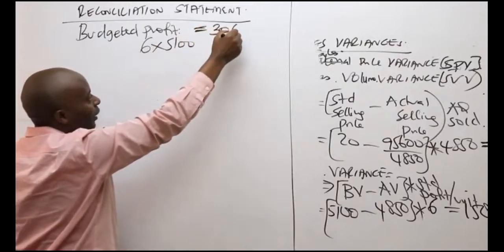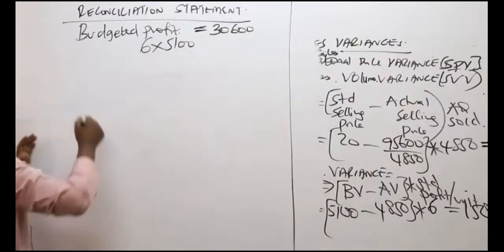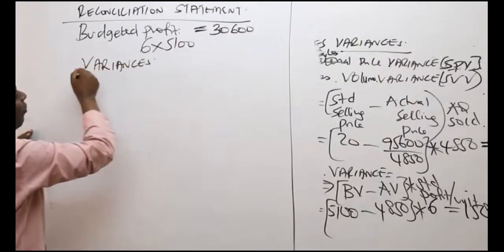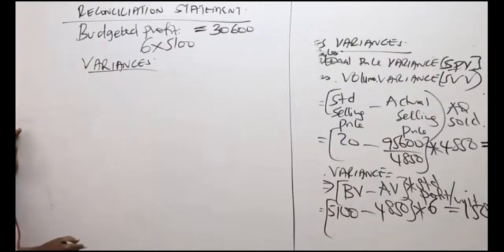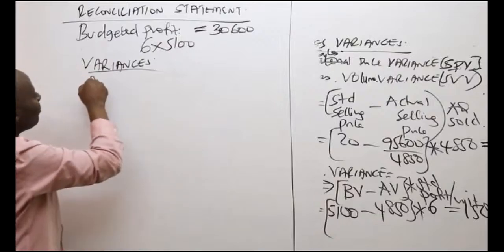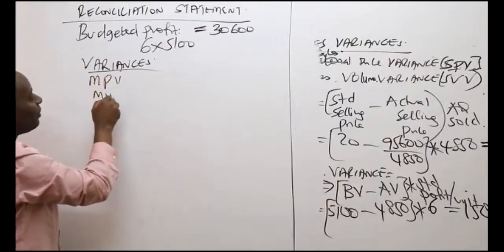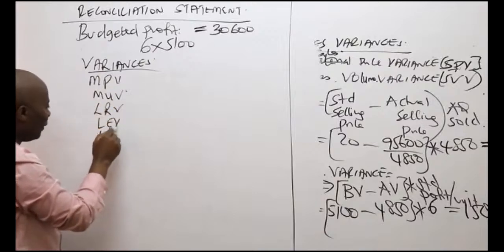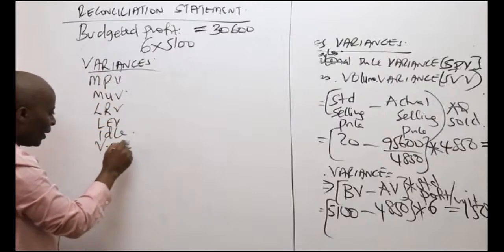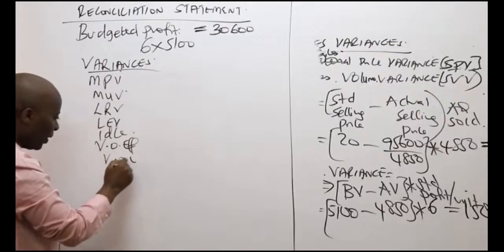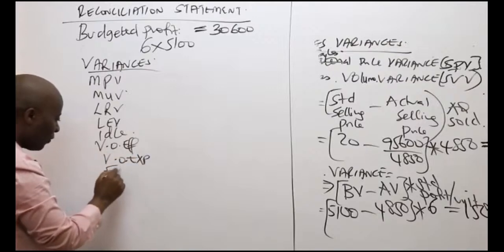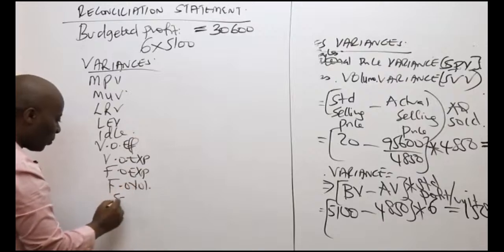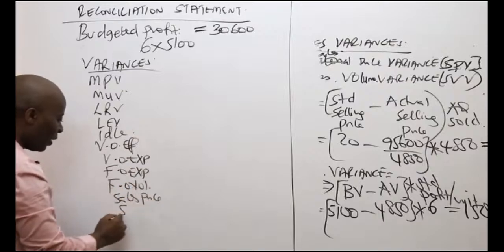30,600. And then in between here, we have variances. All those variances of ours, we name them. We have the material price variance, material usage variance. We have labor rate variance, labor efficiency variance. We have the idle time, the variable overhead efficiency, variable overhead expenditure, fixed overhead expenditure, fixed overhead volume, sales price variance, and sales volume variance.